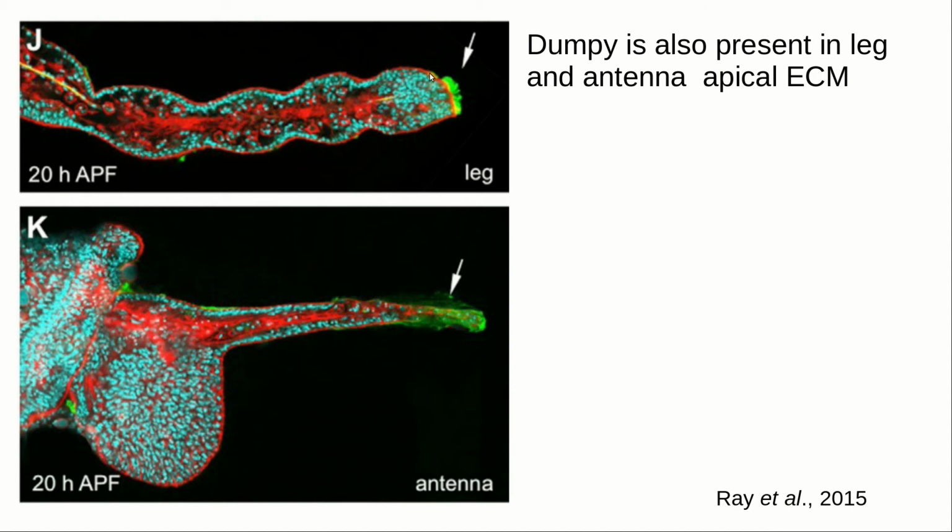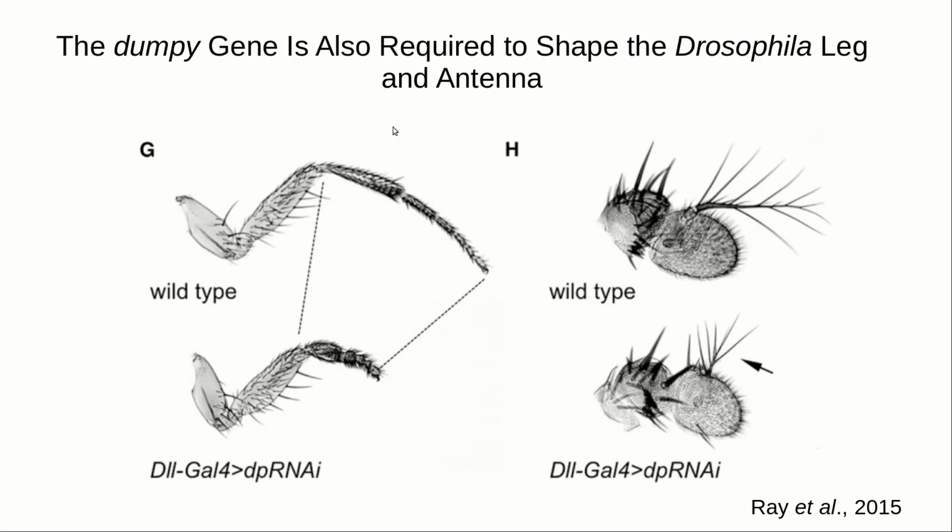In the leg and also in the antenna, dumpy is also expressed at the tip, so probably it has a very similar function in these appendages. Here you see the phenotype of repressing dumpy in a leg, which gets shorter, and in an antenna, which also gets shorter, as you can see here, signaled by the arrow.